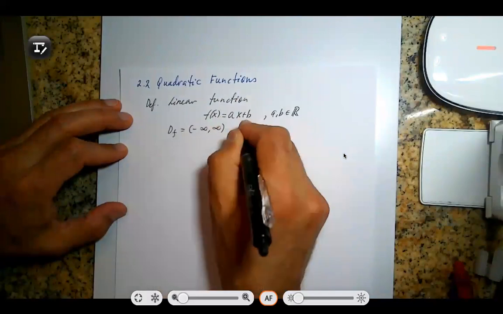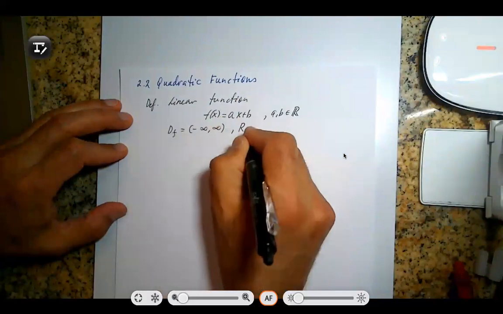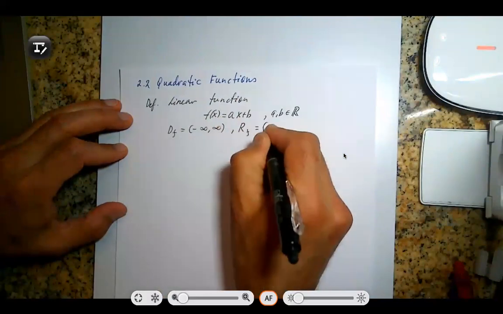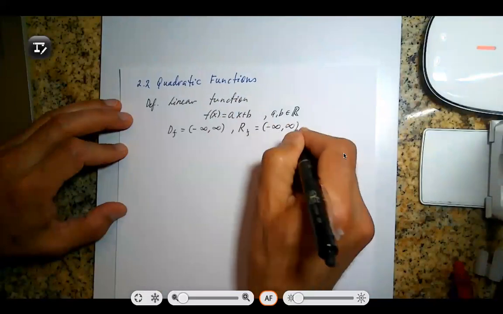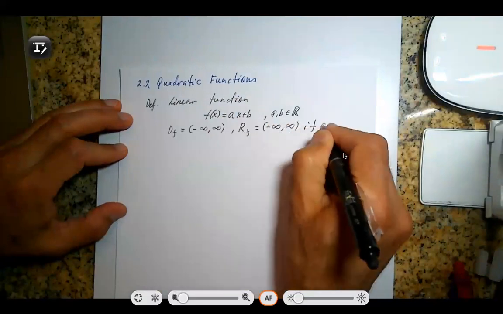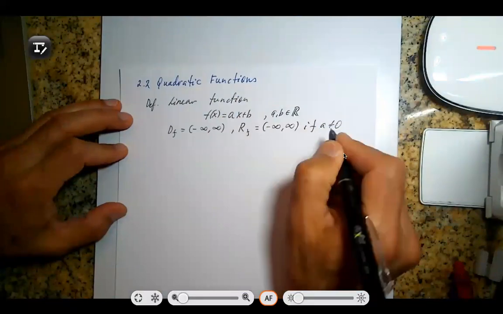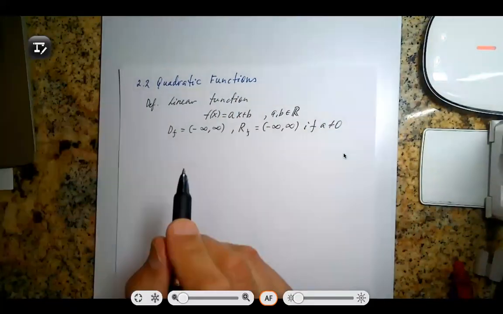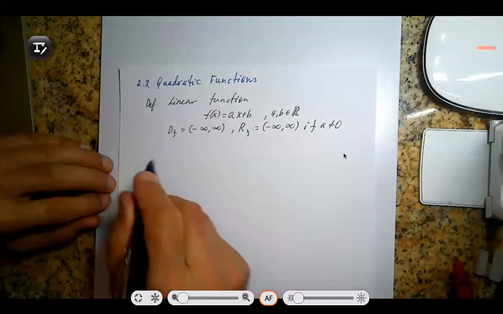And the range of it, all the real numbers, if a does not equal 0. If a is 0, it's a single number. You get a constant function.